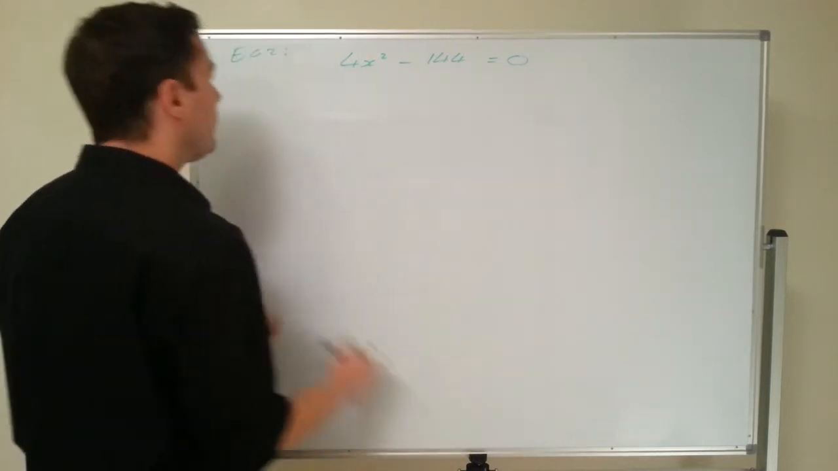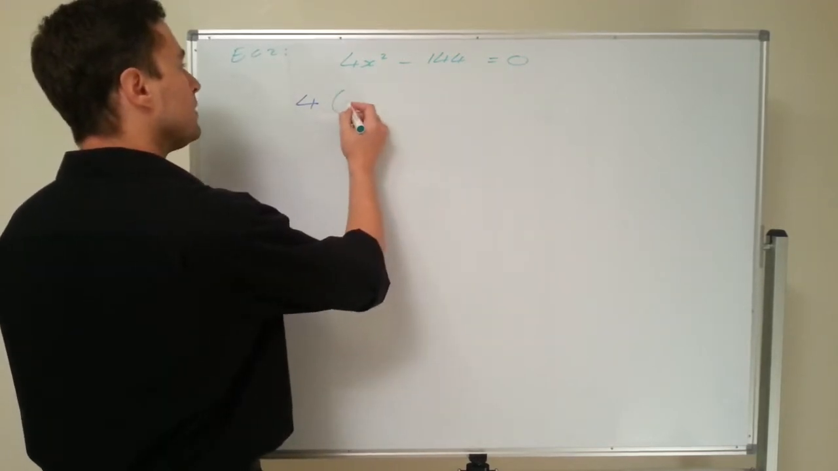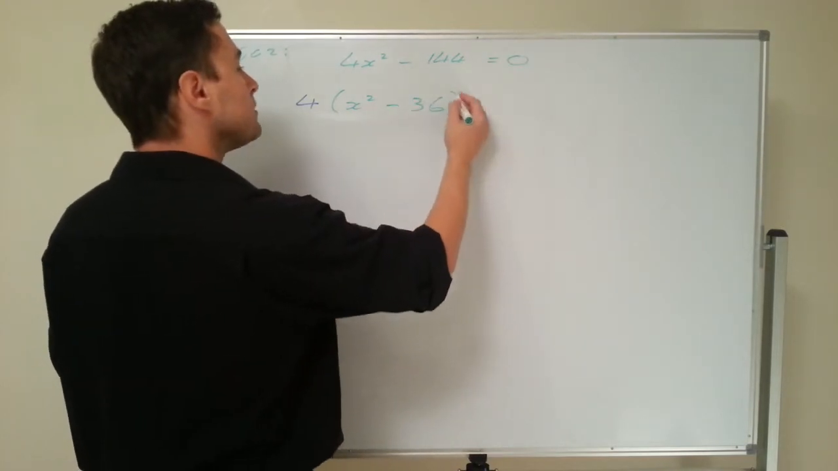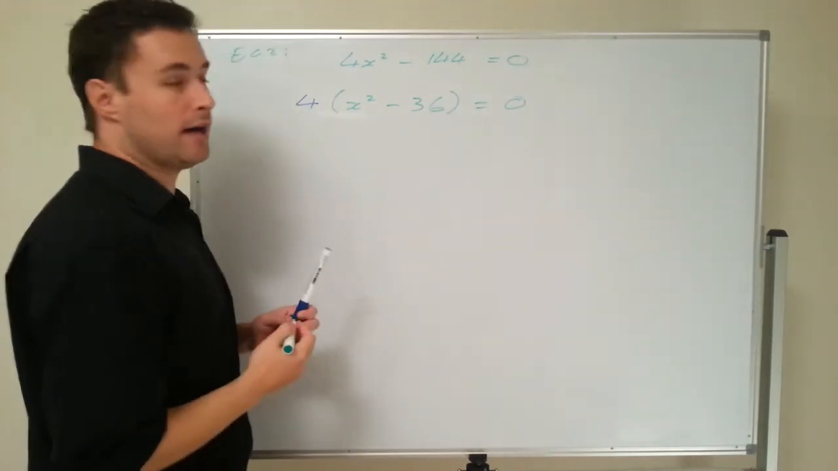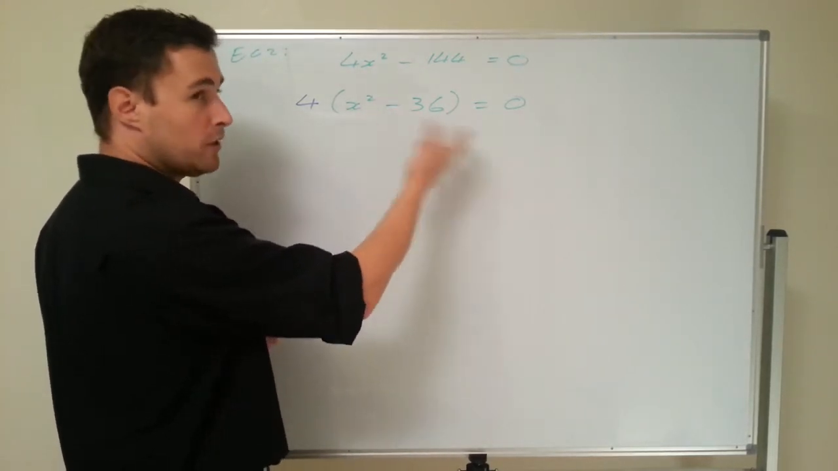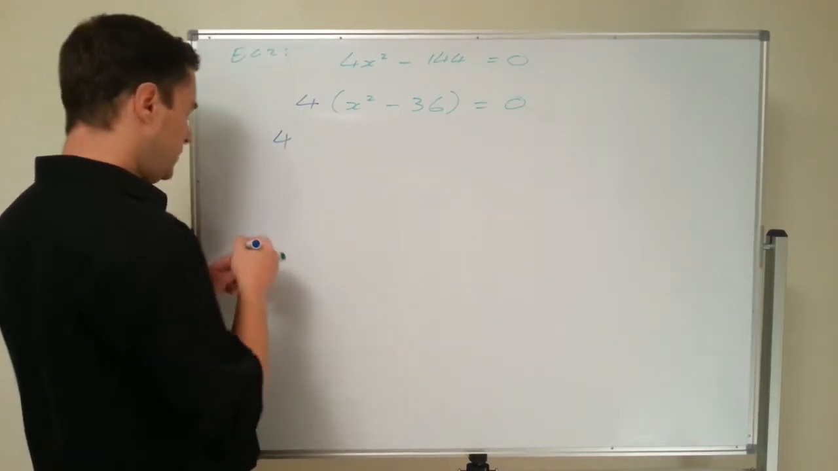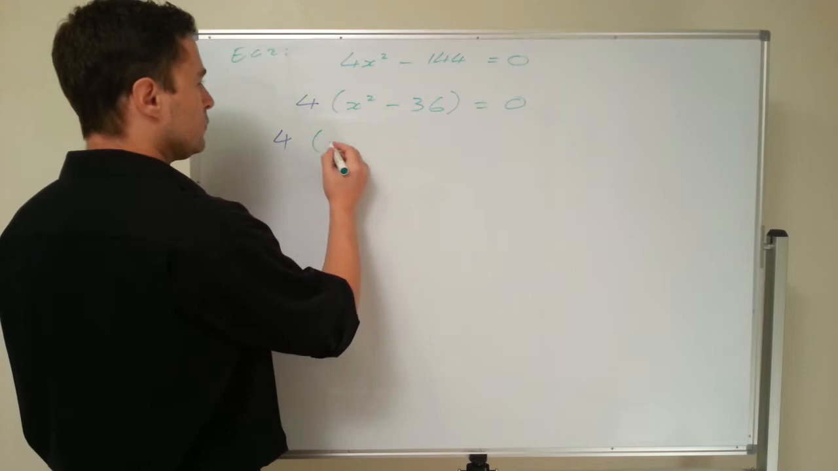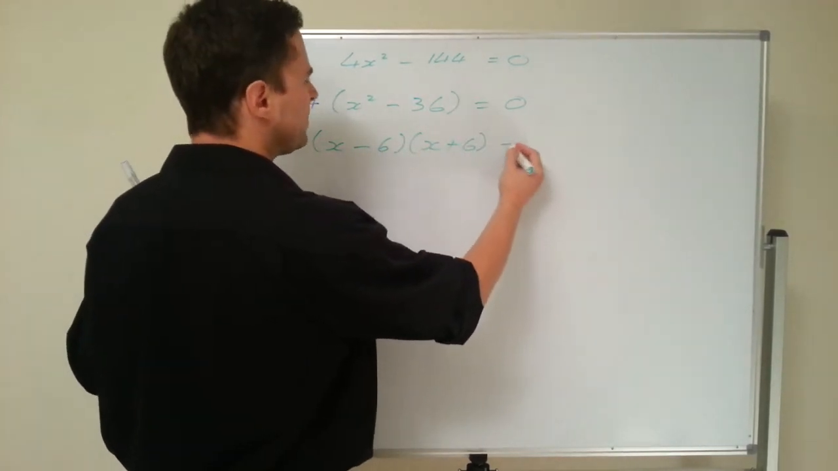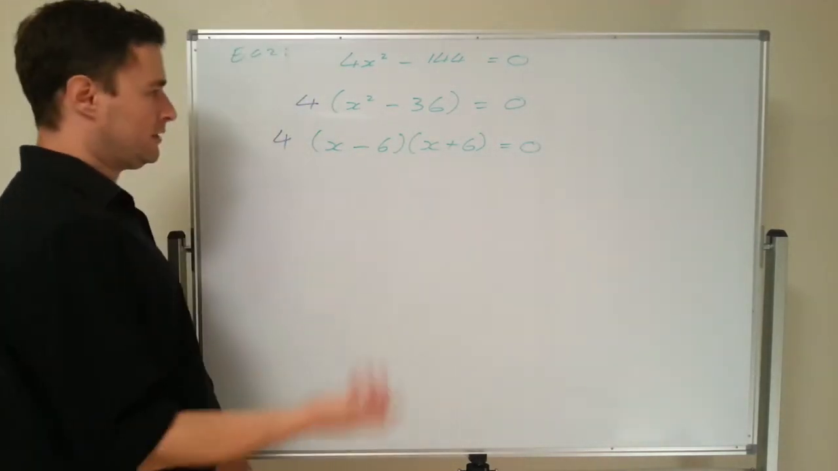So if I pull out the 4, what am I left with? I'm left with x squared minus 144 divided by 4, which is 36, equals 0. Now again, difference of two squares. This should be obvious by now. So I've got this 4 sitting out in the front here, and I'm going to factorize this into a difference of two squares: x minus 6, x plus 6. The order doesn't matter, as long as you factorize it into those two. Are you with me?